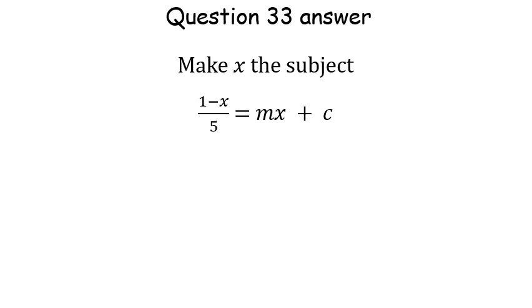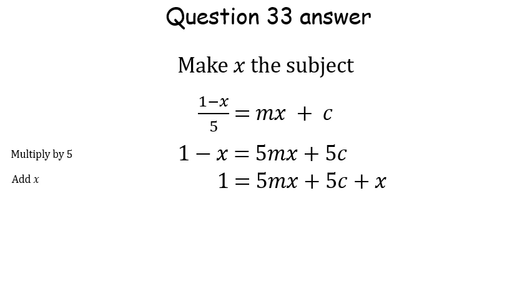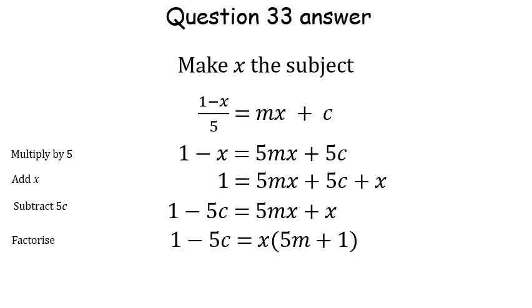Question 33. I started by multiplying both sides by 5. I then added x and subtracted 5c so that the x terms were on the same side. I then factorised so that I could divide both sides by 5m plus 1, getting x equals 1 minus 5c over 5m plus 1.